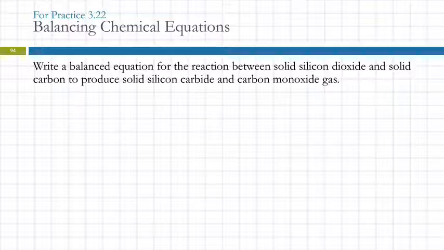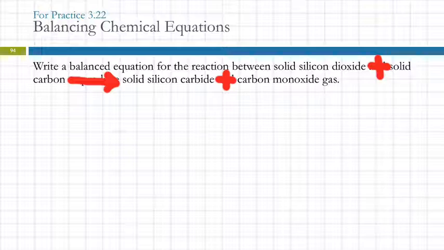So first thing is we need the formulas, right? So we have words, right? The word "and" is like the plus sign in an equation. And that word "to produce," that's the arrow. And here's another "and." So we need silicon dioxide plus carbon, arrow, silicon carbide plus carbon monoxide.